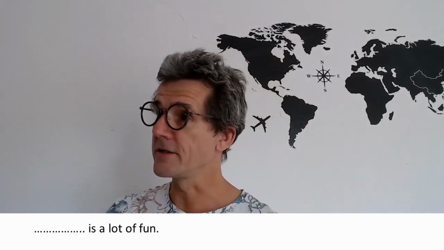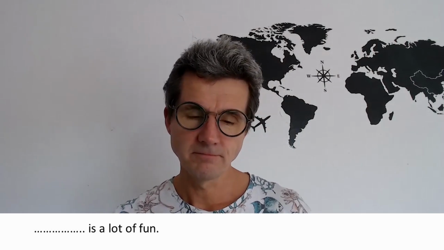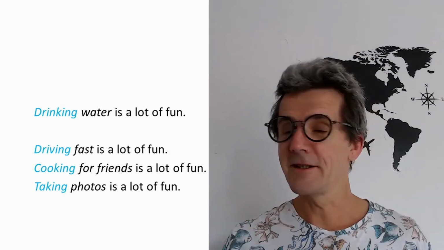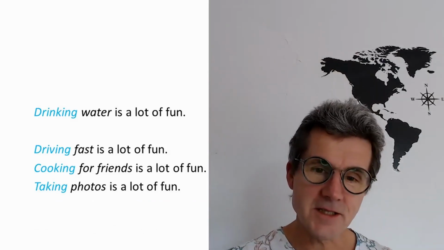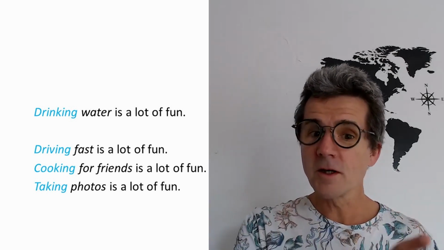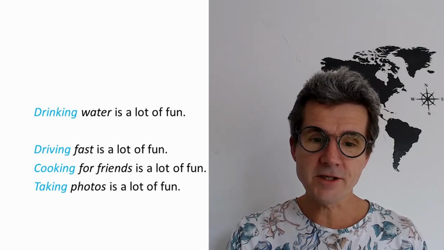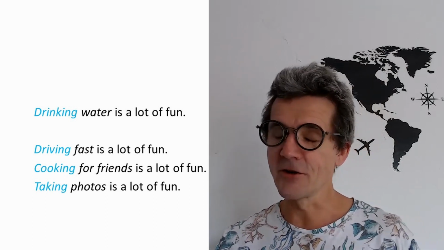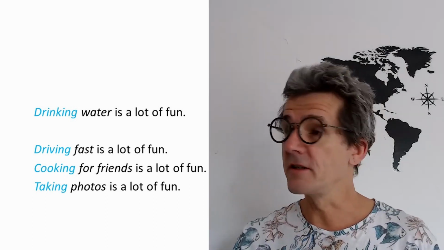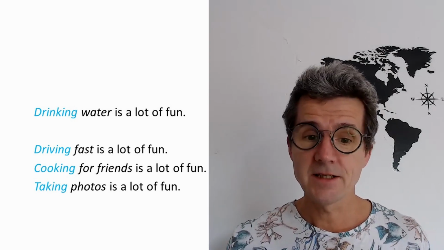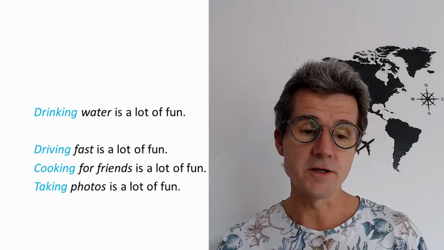Drinking water is a lot of fun. So we've got this type 4 again. So type 4 can start a sentence. And we've got some other examples. Driving fast is a lot of fun. Cooking for friends is a lot of fun. Taking photos is a lot of fun.